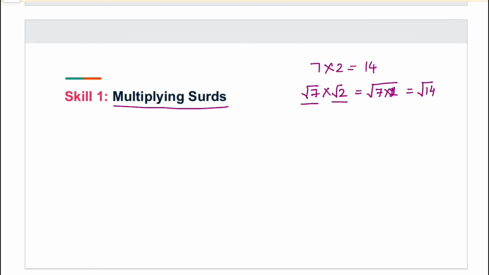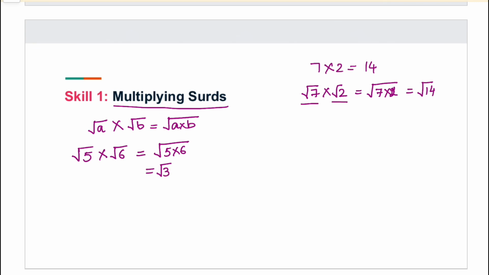So we can say that square root of the first number times square root of the second number will give you square root of the first number times the second number. All right, let's do one more example. Say we have square root of 5 times square root of 6. The answer will be square root of 5 times 6, which gives us square root of 30.